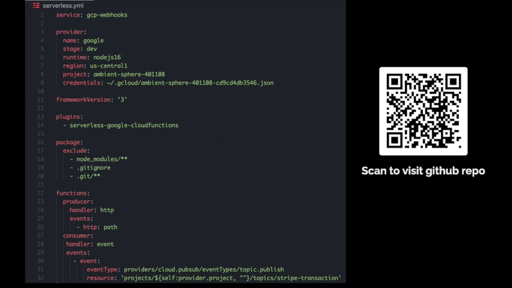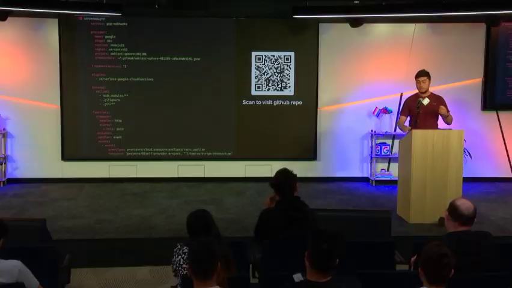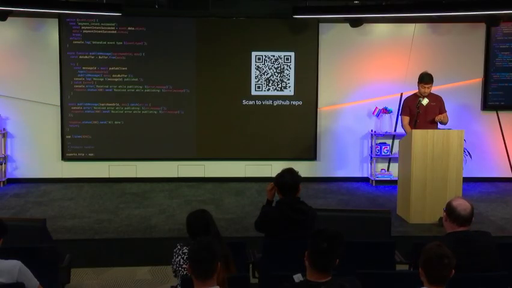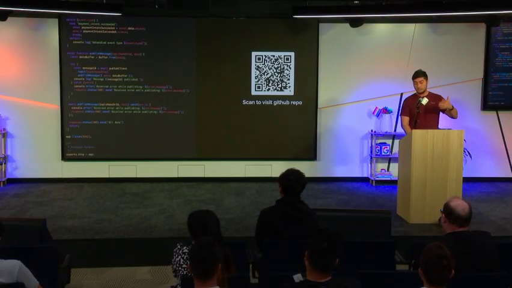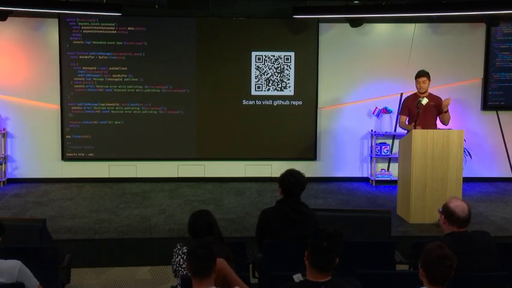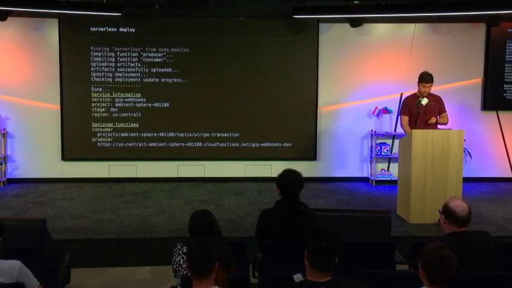Moving on to the consumer function, it's the same thing. Consumer is the name of the function. Handler is what function gets bound to this consumer. And event is what event we're listening to. In this case, for consumer, the event is a message published. So whenever a message comes into the Pub/Sub queue, this function is triggered. And the resource type is Stripe transaction, which means the topic of the message should be Stripe transaction. And this is the function file that we wrote. This is what gets bundled and deployed into Cloud Functions.